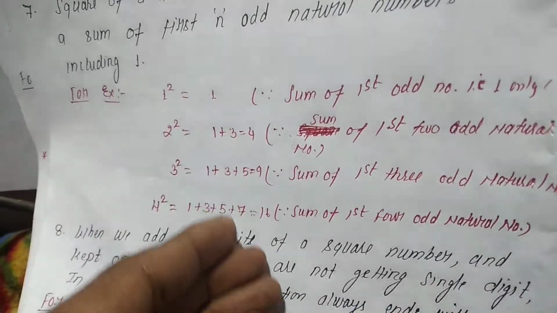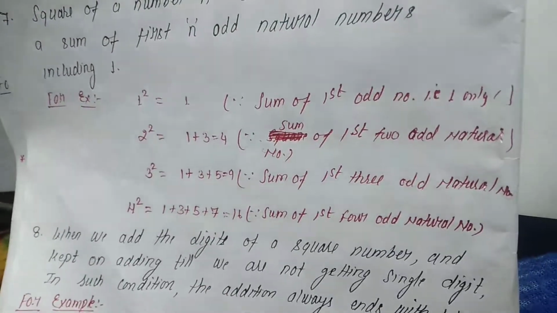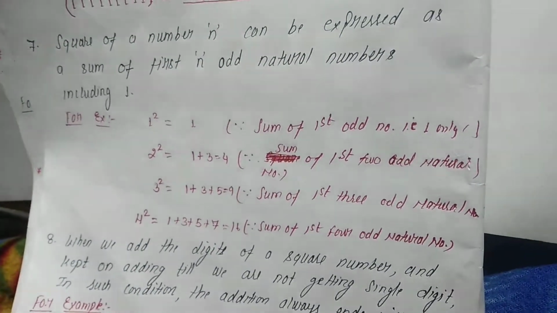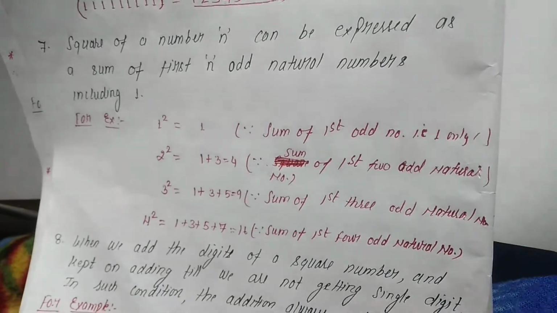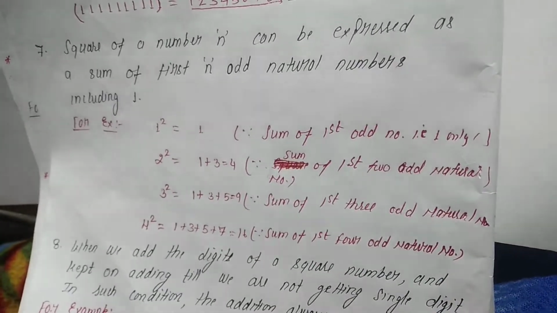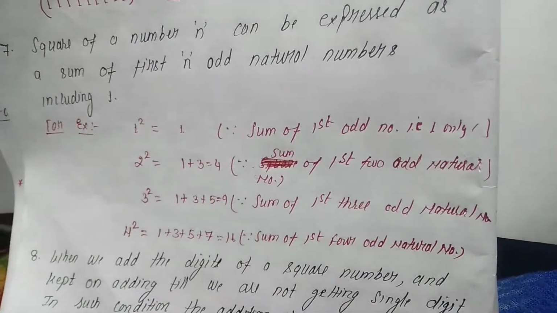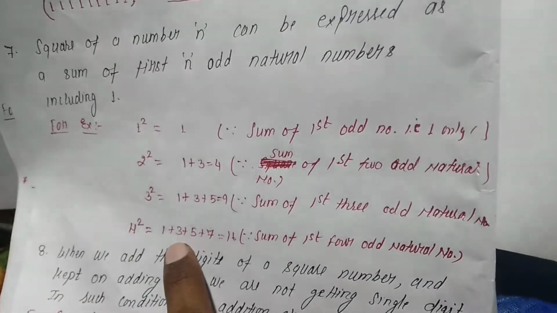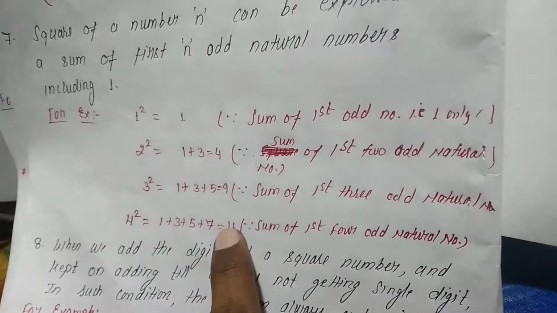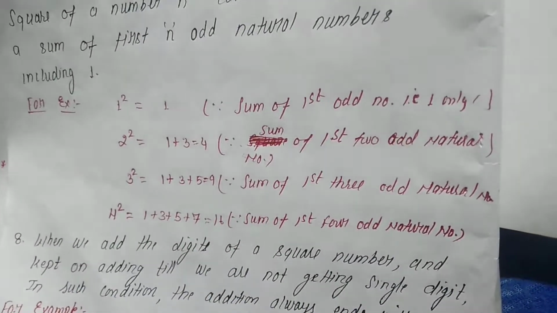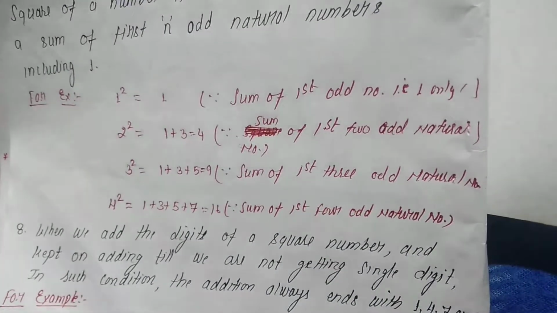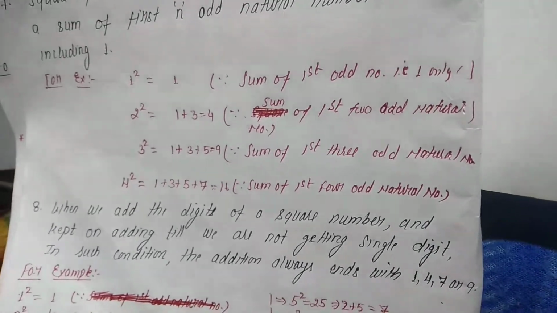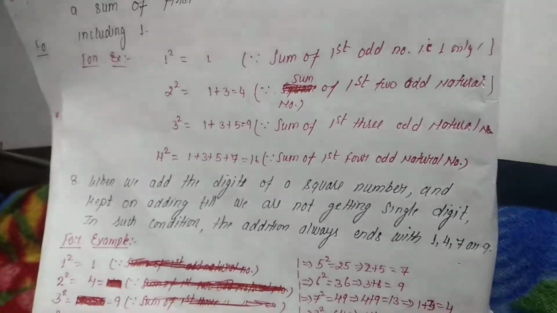In the same manner we will proceed like this, and without actually calculating with the conventional method we will be able to find the square of a given number with the help of addition. If 5 would have been there, then we would be adding the first 5 odd natural numbers to get the square of the given number, that is 25, the square of 5. So in that pattern you have to move.